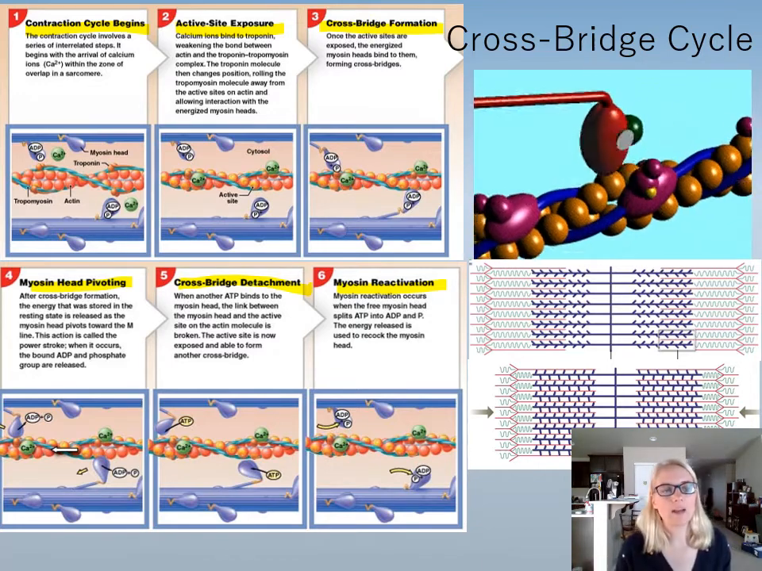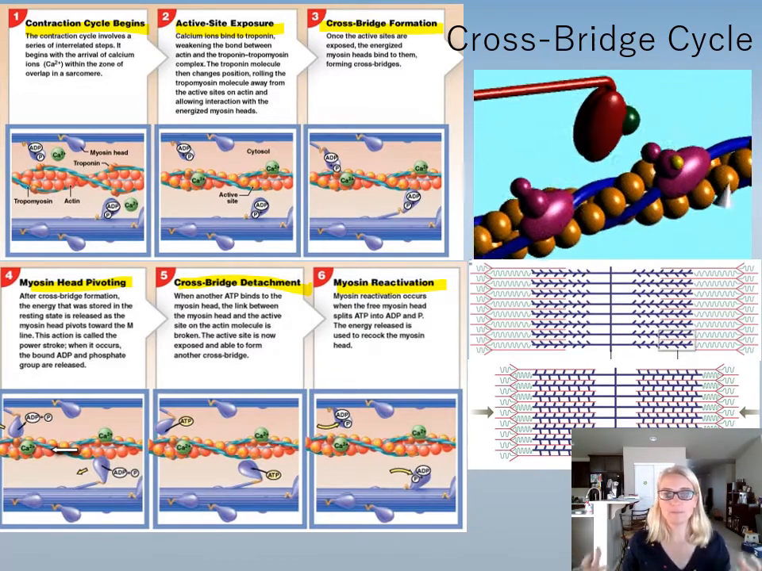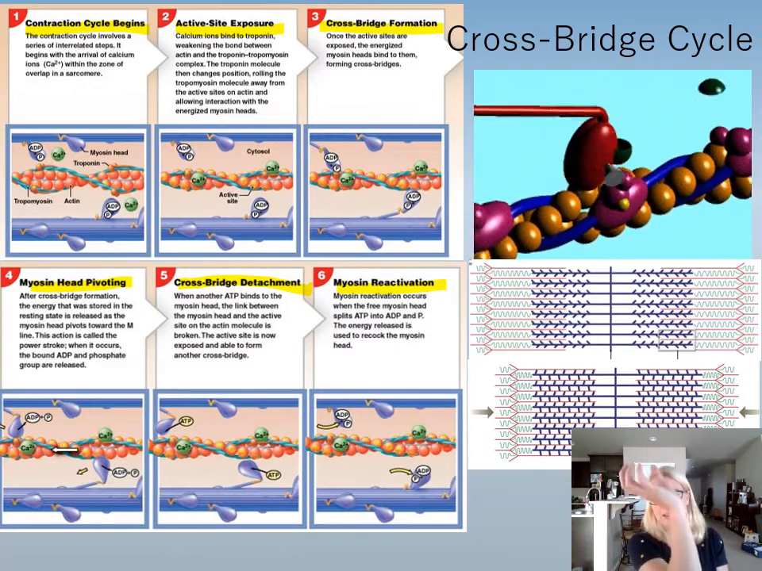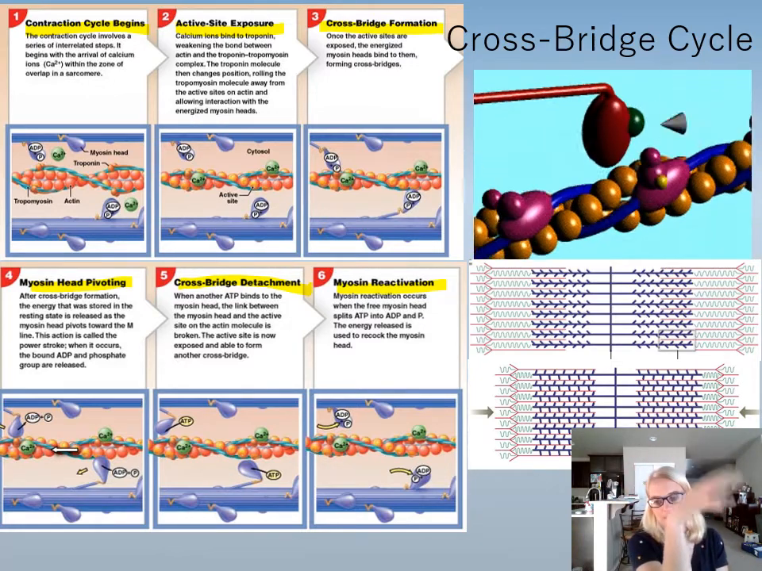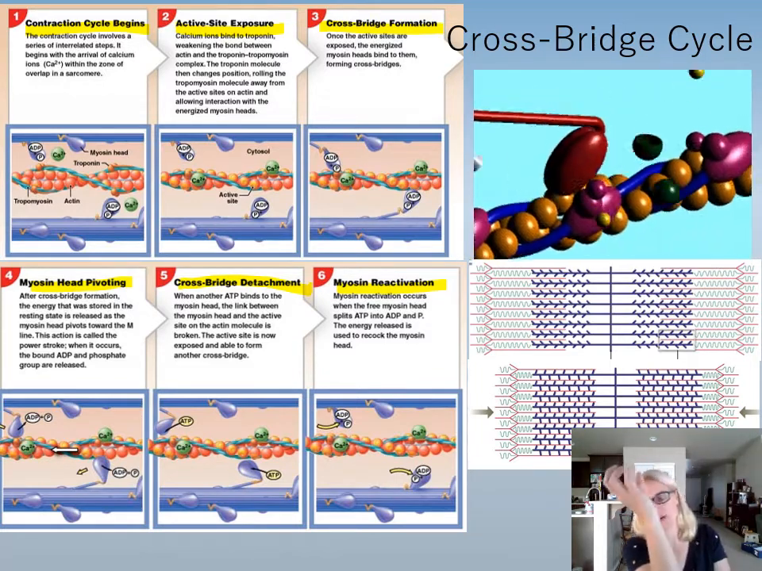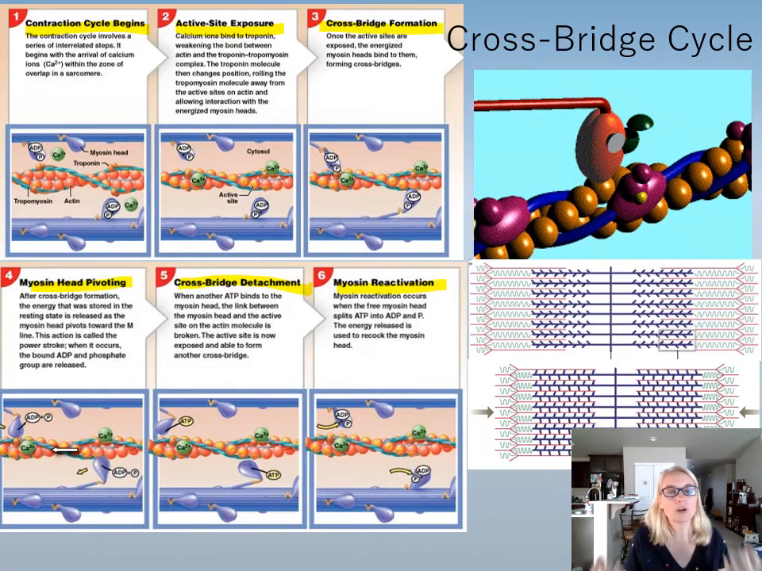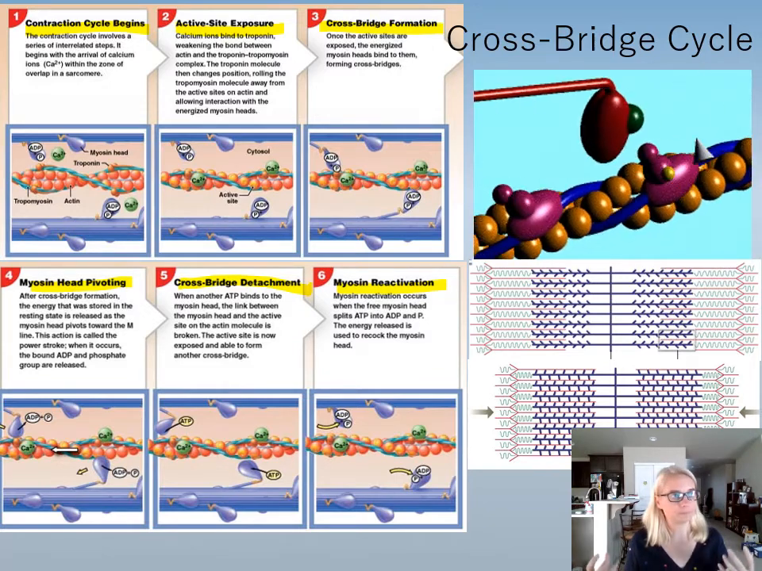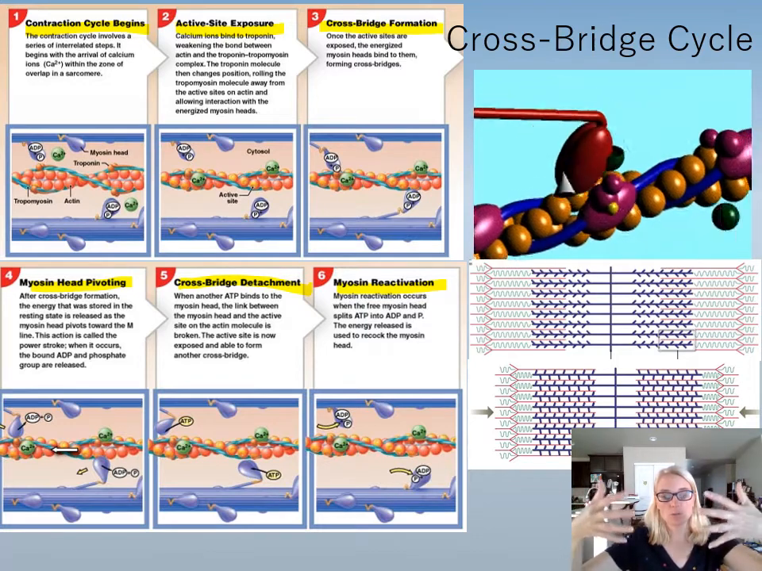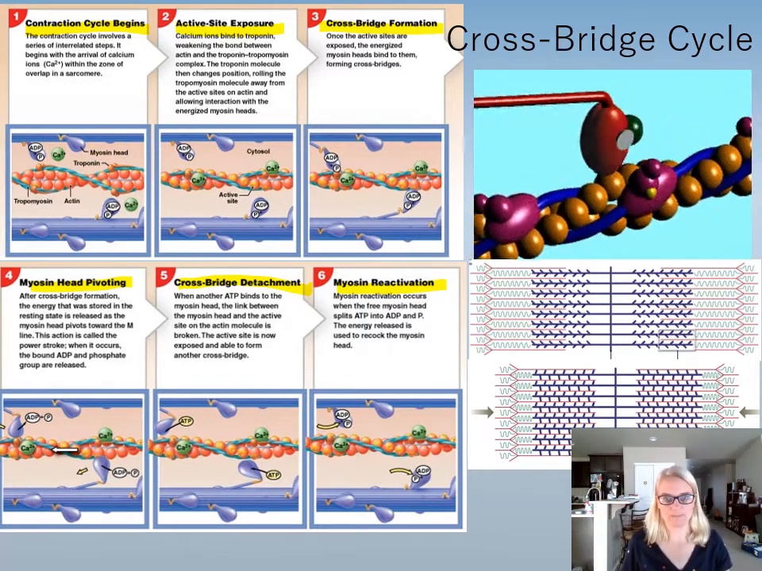So as long as the active site is open, thanks to the calcium moving the troponin-tropomyosin out of the way, as long as there's ATP to keep cocking the myosin head back and doing a power stroke, and another ATP and power stroke, and another ATP and the power stroke, as long as those ingredients are available, you're going to continue to move those thin filaments towards the M line. Okay?